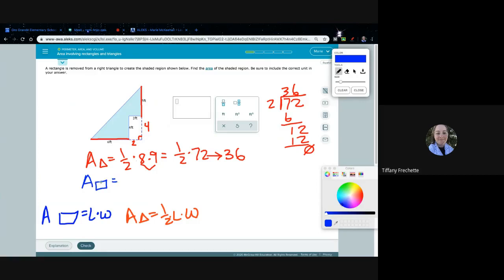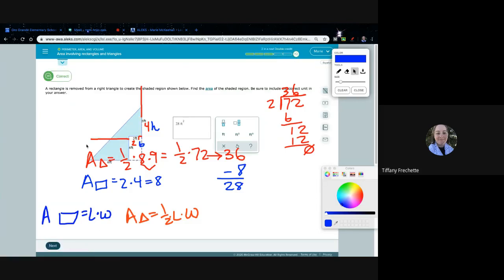So let's find the area of the rectangle. So we have base times height. So 2 times 4 gives me 8. So I want to take 36 and I want to take 8 away from it. I'm taking the rectangle away. So if I subtract that away, I get 28. All right, let's try this. 28, and then it's going to be feet squared. Okay, that is exactly what they did.